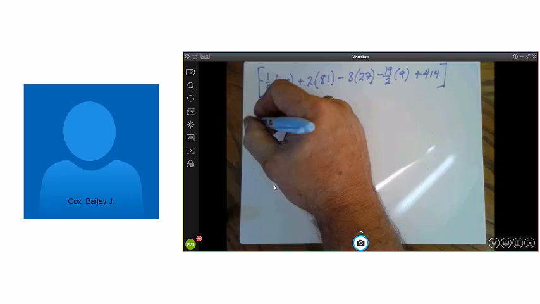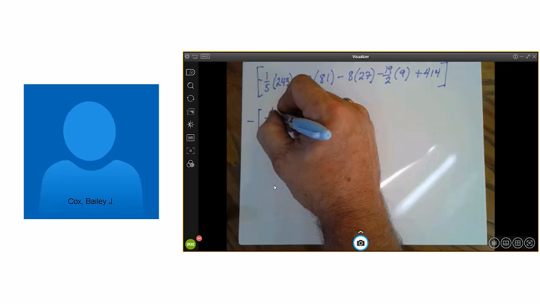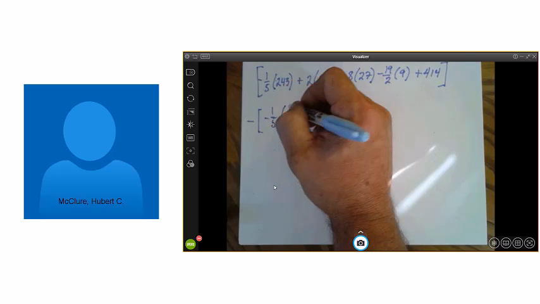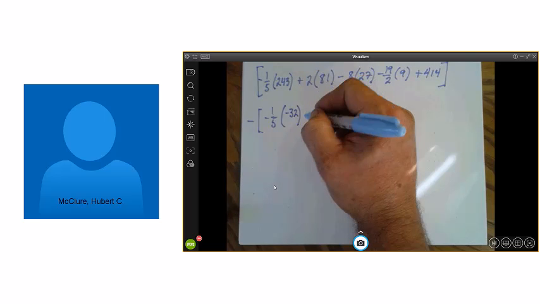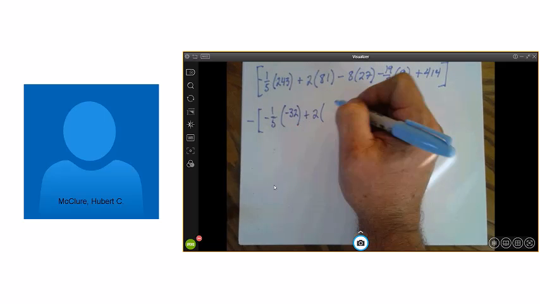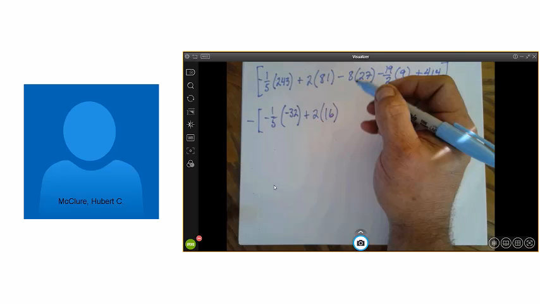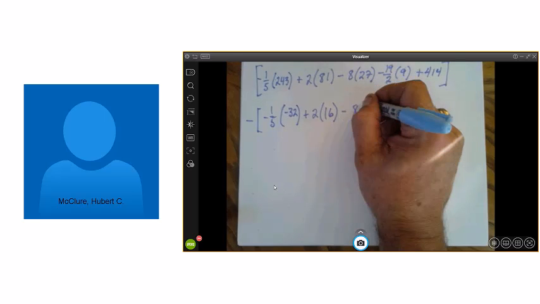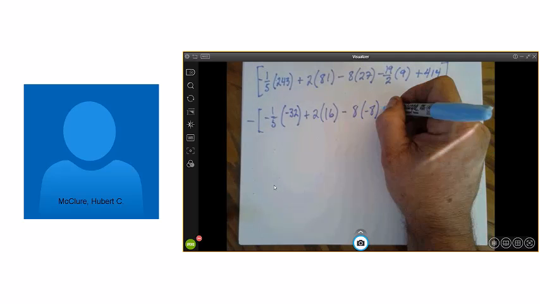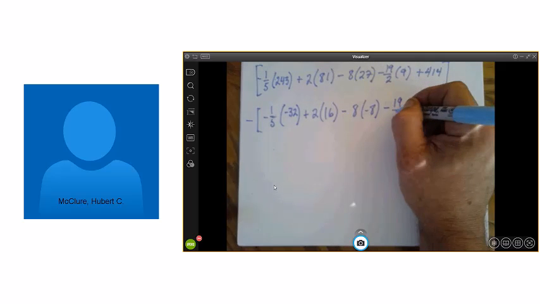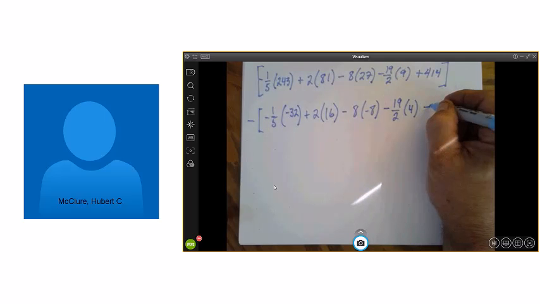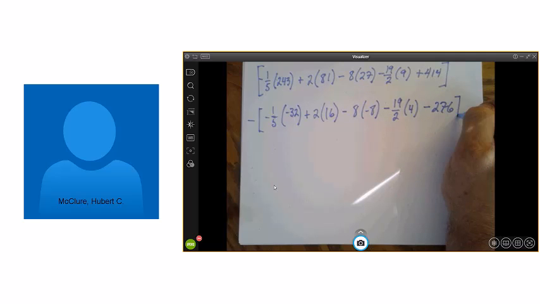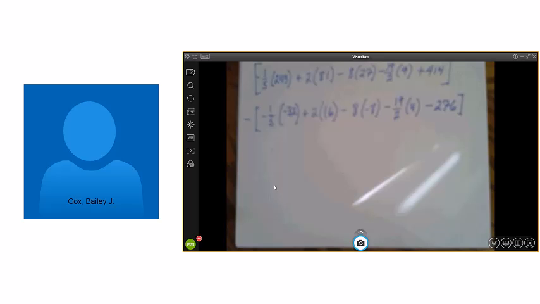Minus. Yeah. Negative 1 fifth times negative 32 plus 2 times 2 times 2 is 4, 16 minus 8 times negative 8 minus 19 halves times 4 plus or minus 276. Now y'all check my math.